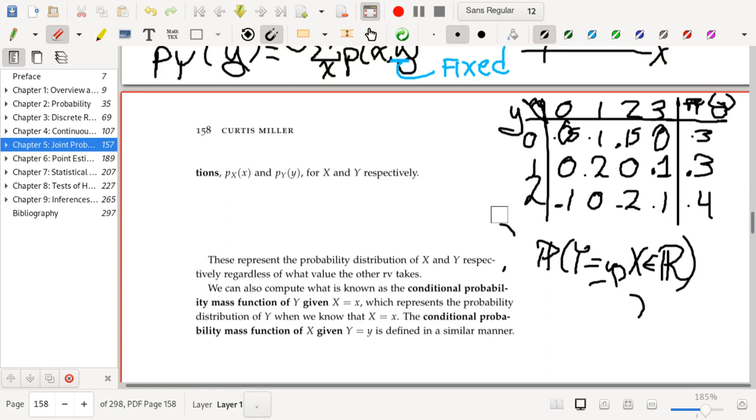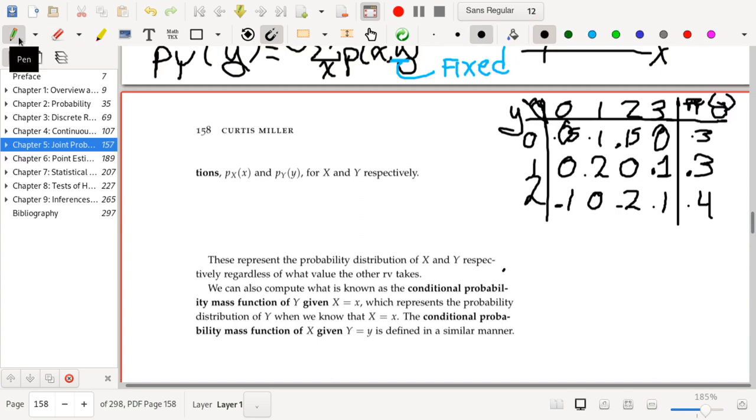Let's give an illustration of computing the margin sum, or the marginal probability, for the random variable X. So this would be P_X(x). So now Y is what's allowed to vary since you're not fixing Y anymore. So the probability that X is equal to 0 is the probability that X is equal to 0 and Y is equal to 0, plus the probability that X is equal to 0 and Y is equal to 1, plus the probability that X is equal to 0 and Y is equal to 2, which are these three numbers. And that's going to be 0.15.